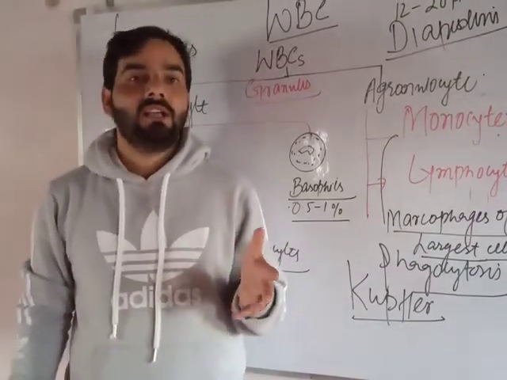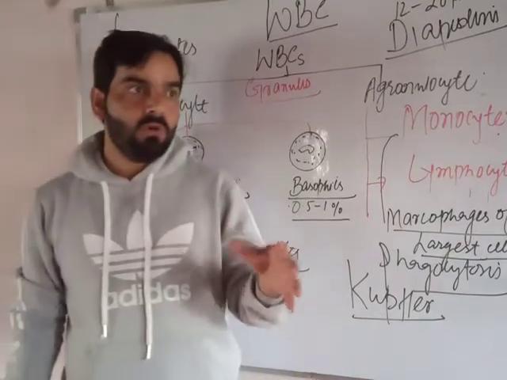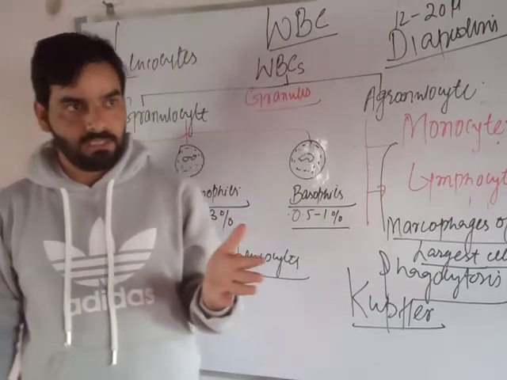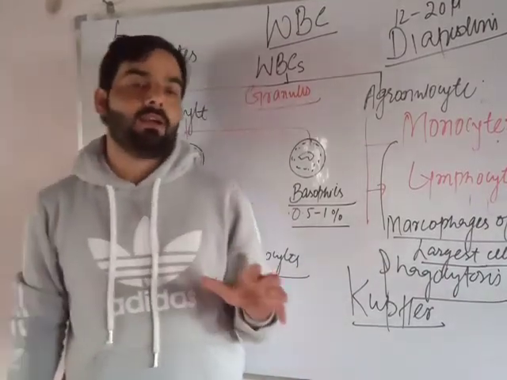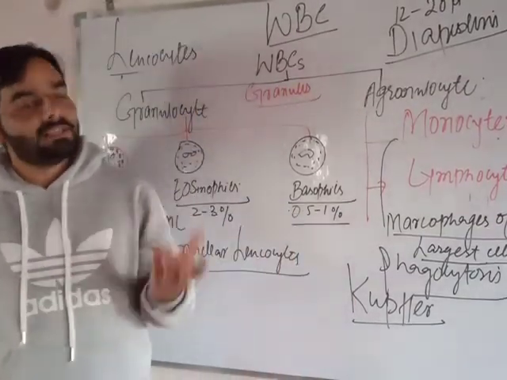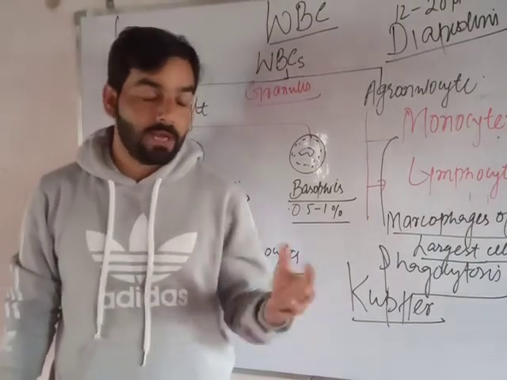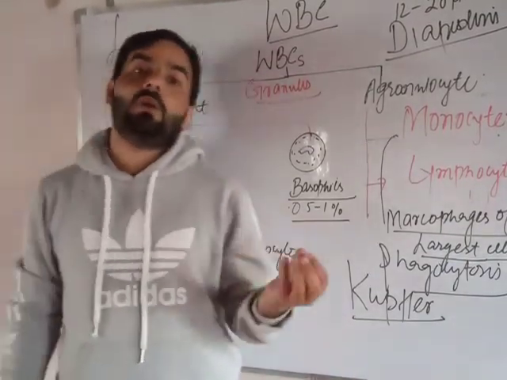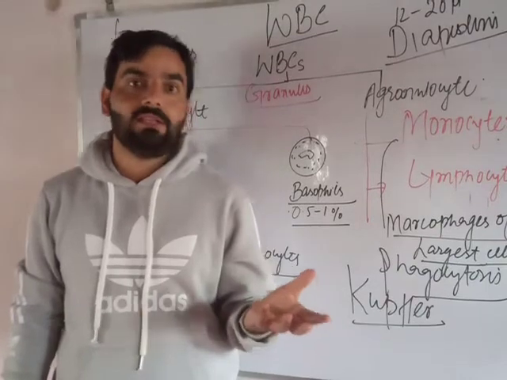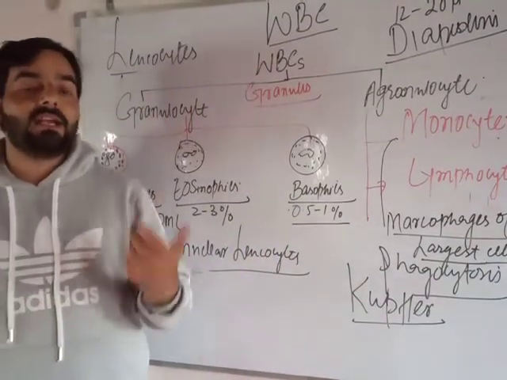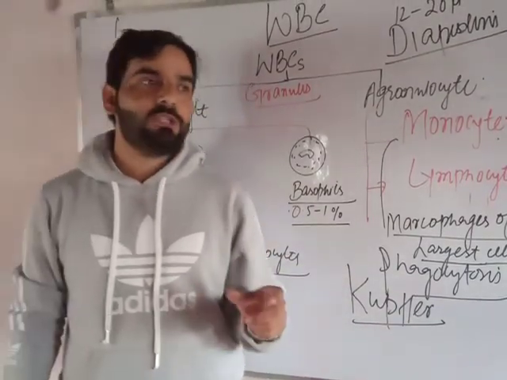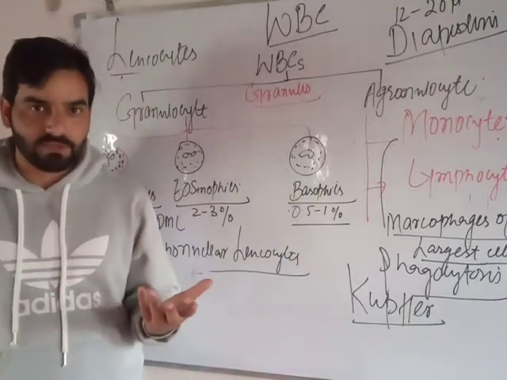So in short, these cells migrate from blood into different tissues, and they get their name there. For example, macrophages of the liver are called Kupffer cells. Macrophages of the lungs are called dust cells. Macrophages of the brain are called microglial cells. Macrophages of the skin are called Langerhans cells. We have dendritic cells, the macrophages present in the lymph. We have histiocytes present in the connective tissue.